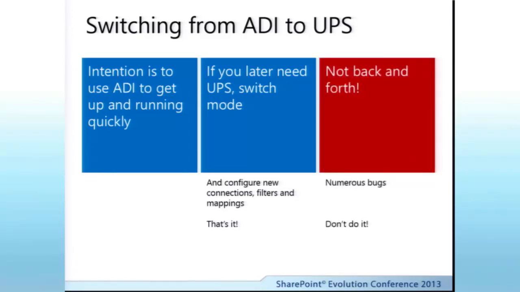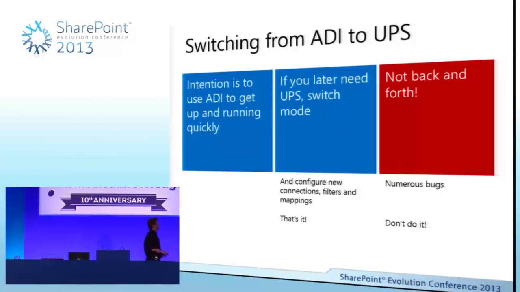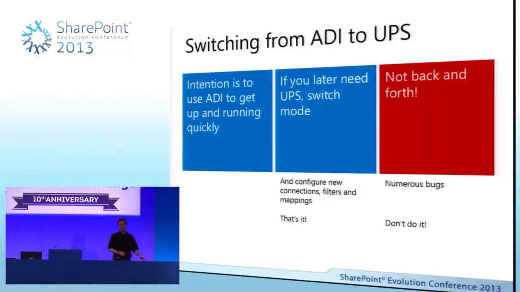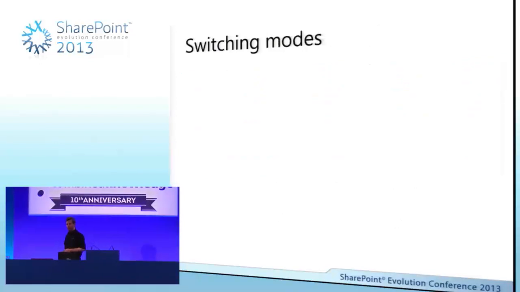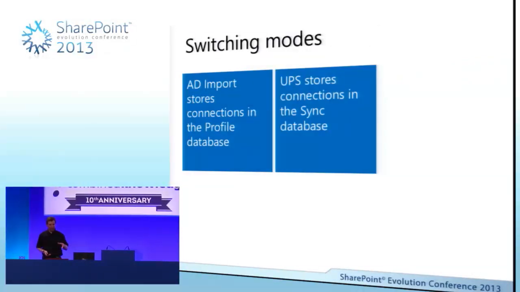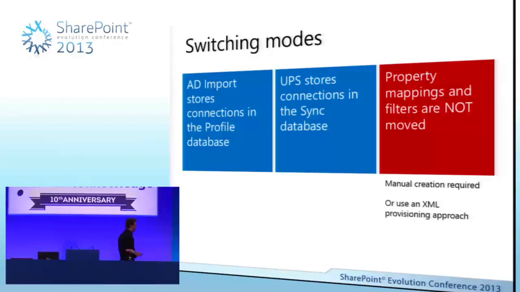But the idea is not that you then switch back to AD import a few months later, and then a couple of months after that, you go backwards and forwards, right? That's not the design intent. Unfortunately, some of the very early marketing material hinted that this is possible, but it's not a good idea. There's plenty of bugs in this world, so that's why it's in red. Basically, don't do it. The idea is use AD import to get up and running quickly, then move to UPS if you have a business requirement for it, and plan this stuff out. I mentioned this, the connections are stored in different places, so we don't migrate those automatically. There is no way to do that automatically.